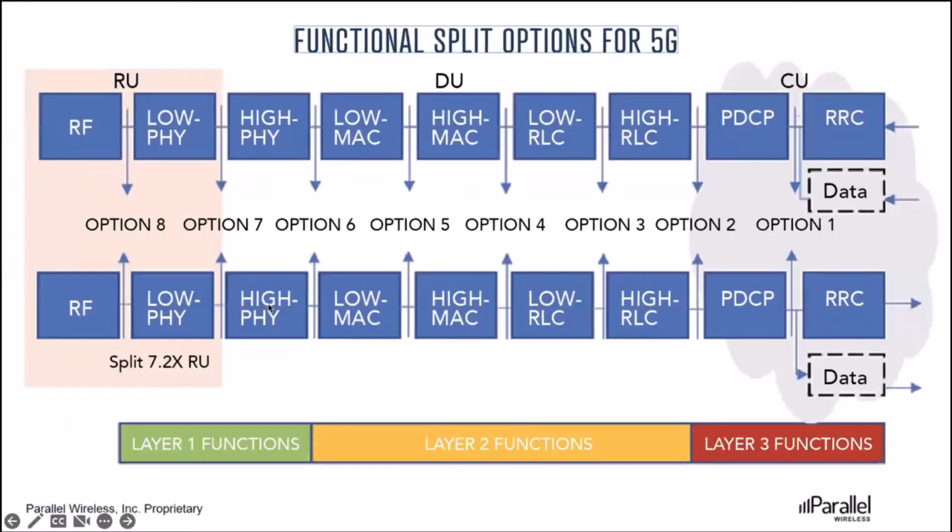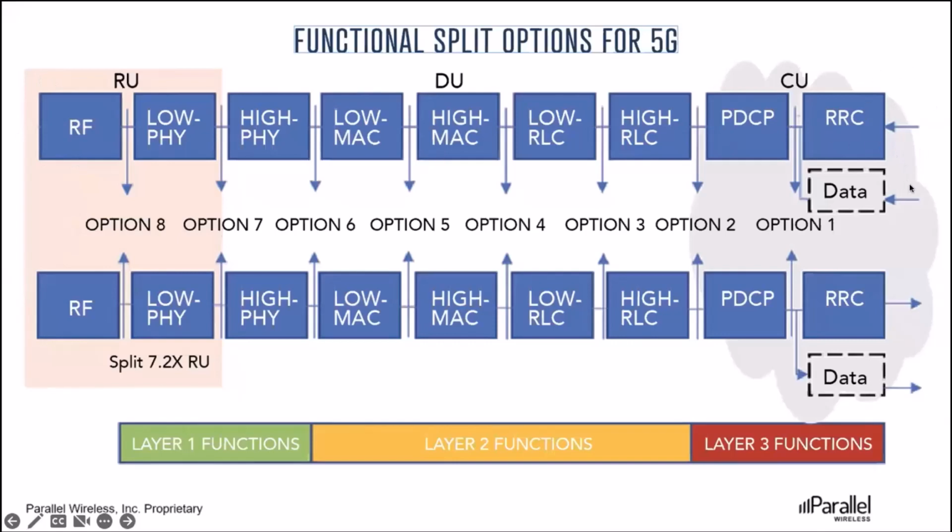Okay, so we have seen that each of the components of the BBU, the DU and CU, will have certain protocols to be implemented. These are the protocols earlier: you have the RF, low-fi, hi-fi, and further the low MAC, high MAC, low RLC, high RLC, PDCP, and RRC. This goes from the lowest layer to the highest layer, to the right.